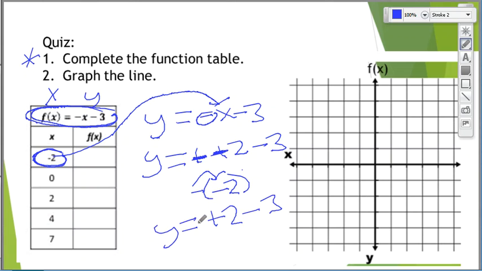Okay, so you're going to set up a function table, complete the function table, and then I actually want you to graph it. So after you find some points that are on the line, so this one would be -1. So we would go to -2, -1, so that's left 2, down 1. We're going to plot the point. So I want you to plot the points and then graph your line, and then turn this into the assignment box.